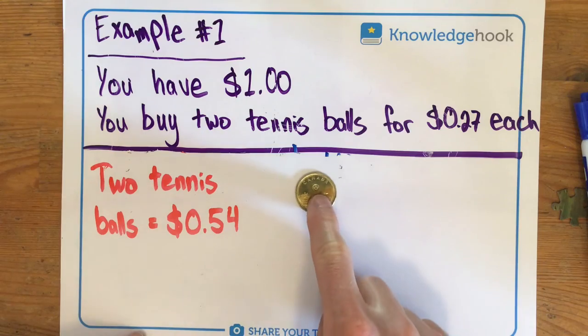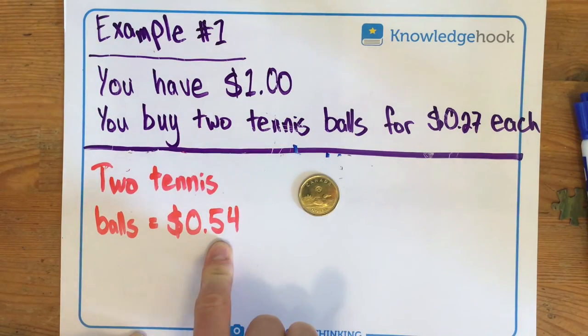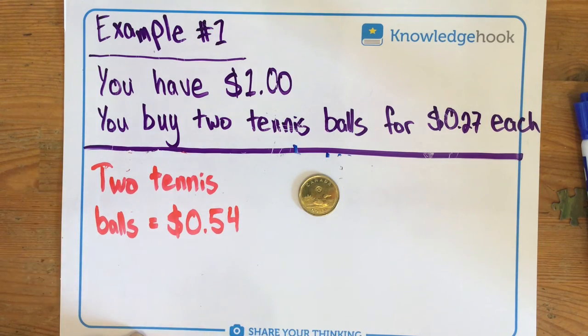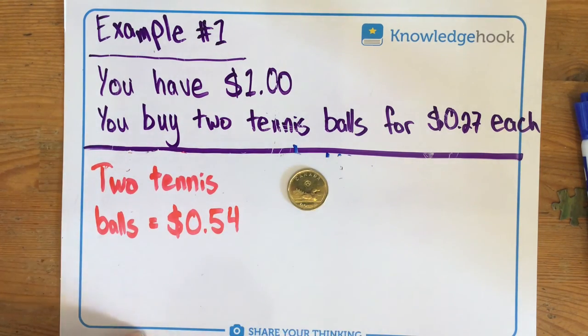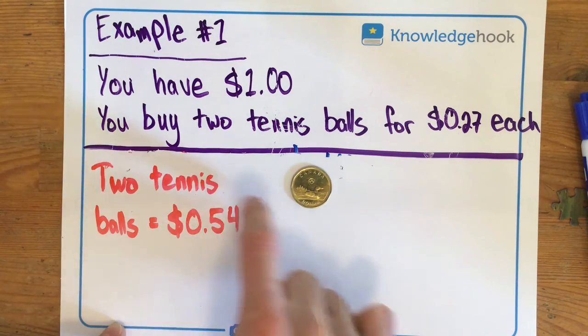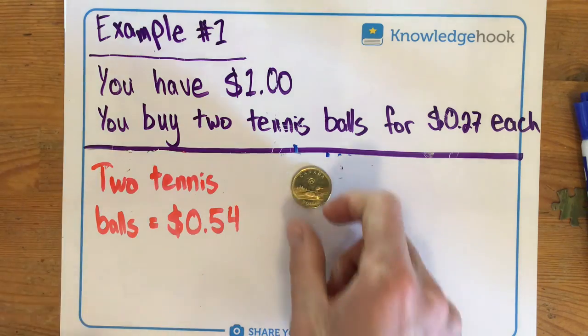So I know that I have $1. I know that 2 tennis balls cost 54 cents altogether. So I need to figure out if I gave somebody this dollar, how much I'd be getting back. So I need to get rid of 54 cents, but of course this is one piece of money and I can't do that. So I'm going to split it apart.